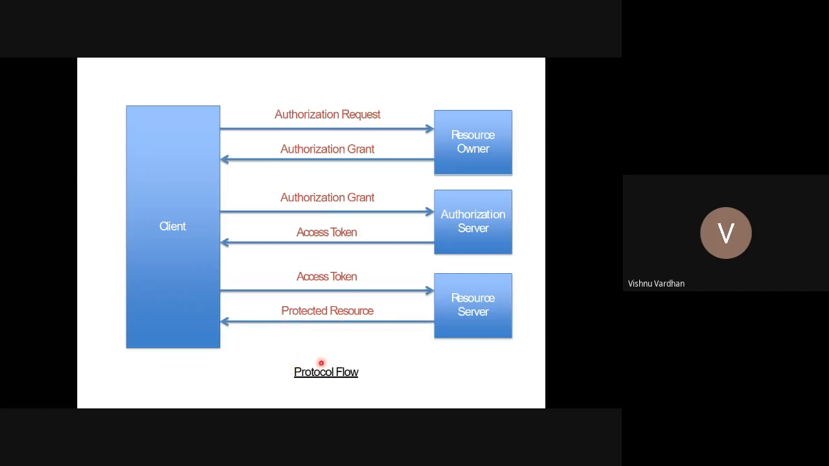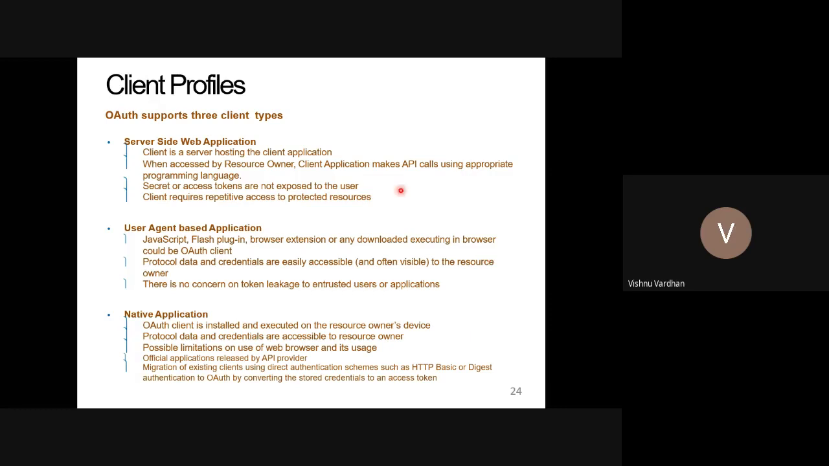So in that way, the protocol communicates between these different roles of authorization. Client is there, resource owner is there, authorization server is there, and resource server is also there. Now, client profiles: OAuth supports three client types. One is server-side web integration, another is user agent based application, then native application. There are different kinds of client communications that we can make.